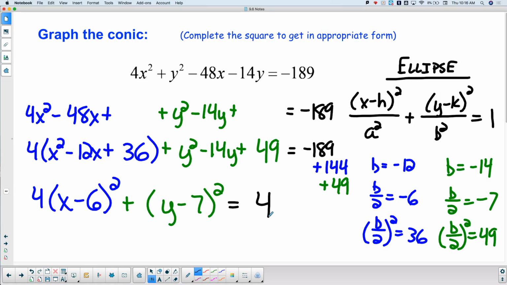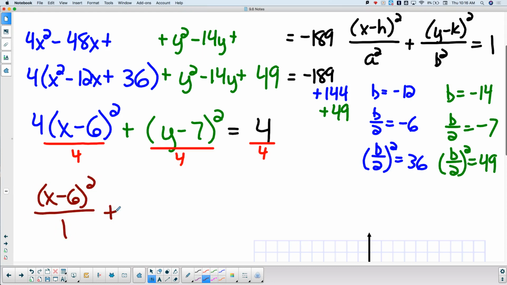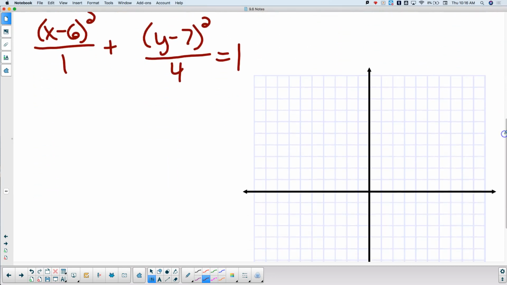So we're one step closer to being in the form that we want it to be in. So to finish it off, I've got to get it equal to 1. So I'm going to divide every term here by 4. And that gives me quantity x minus 6 squared divided by 1 plus quantity y minus 7 squared divided by 4 equals 1. And that now is my equation of my ellipse. And from that, now I can graph it.